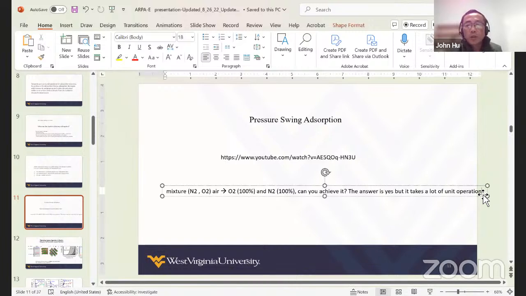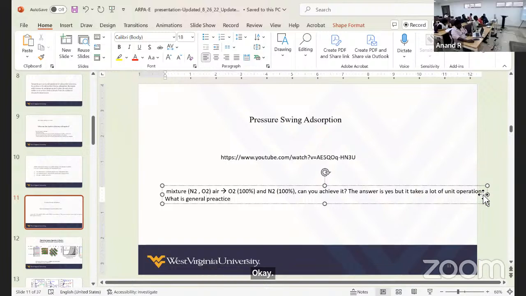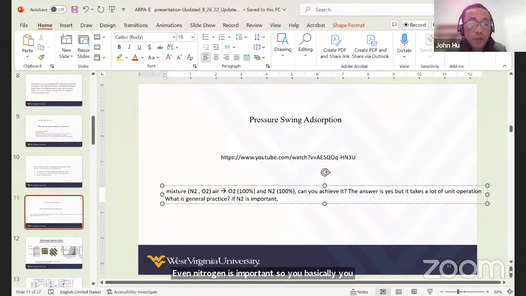So what is the general practice? Here's the general practice. You have to ask yourself, is oxygen important or is nitrogen important? If nitrogen is important, for ammonia, for example, then you basically push nitrogen to 100%.